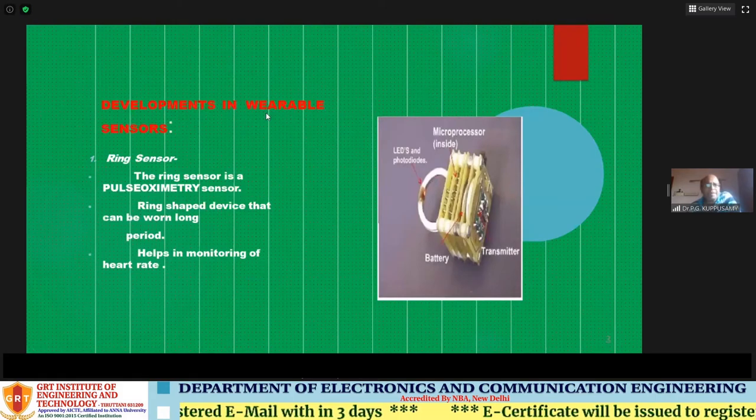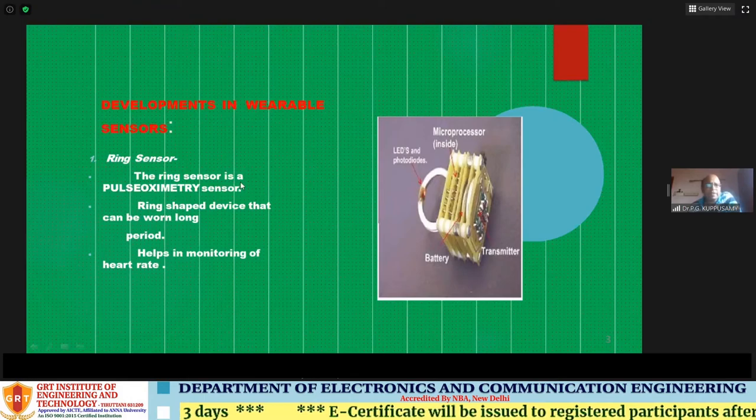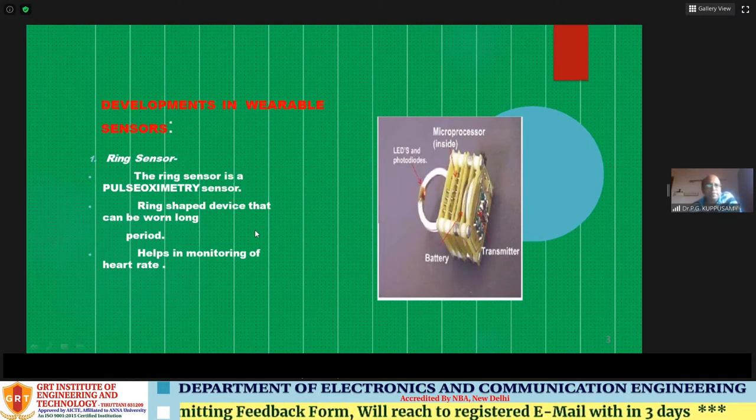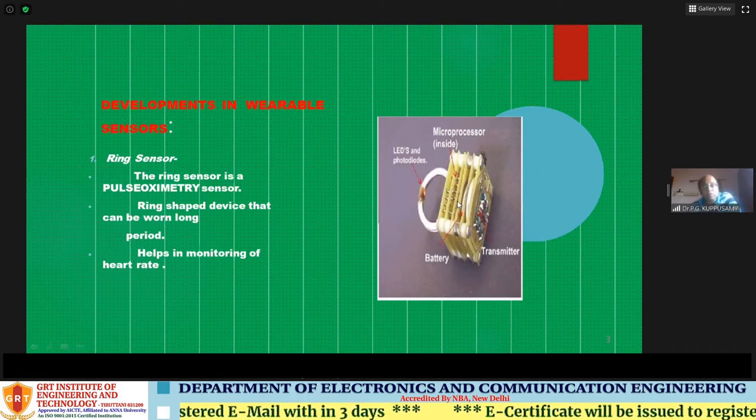So, development in wearable sensors. First, I am going to take the ring sensor. This ring sensor is nothing but a pulse oximeter sensor, in ring size. They introduce LED and photodiodes, a microprocessor inside, a battery and a transmitter. On this side you have the transmitter, on this side the LED part. This is in the shape of a ring. This is a very innovative idea. You can design whatever shape you want.